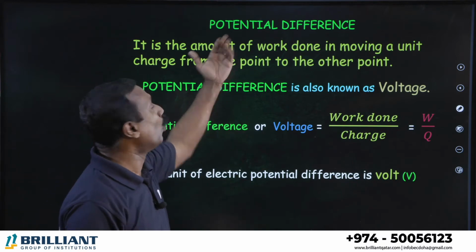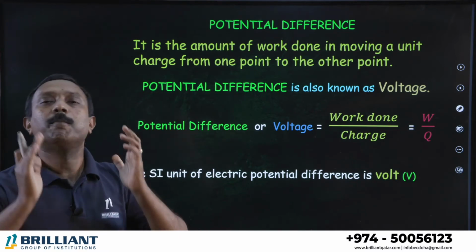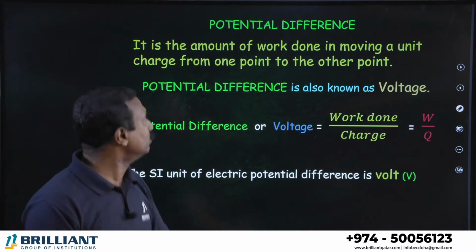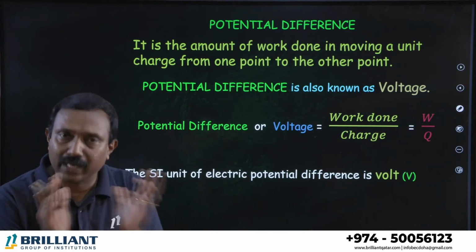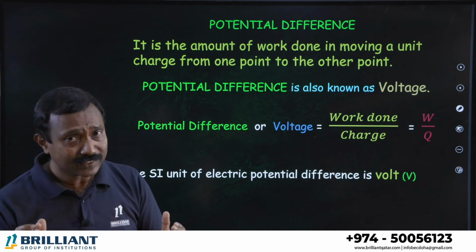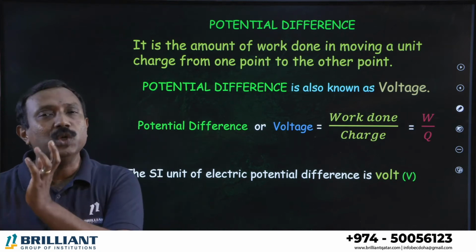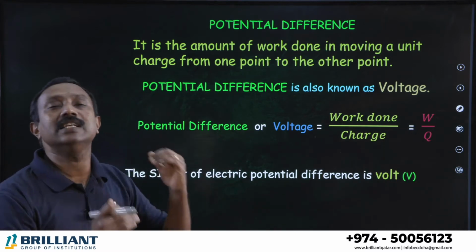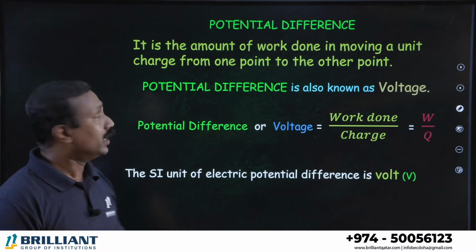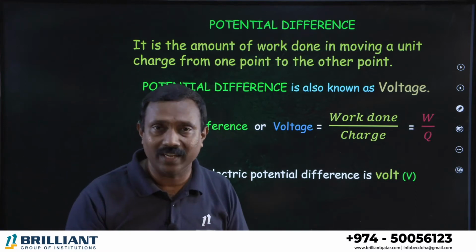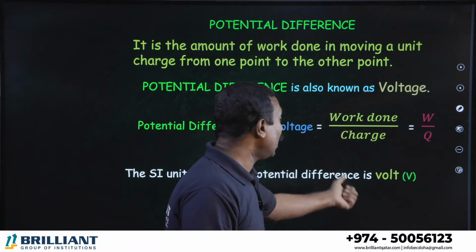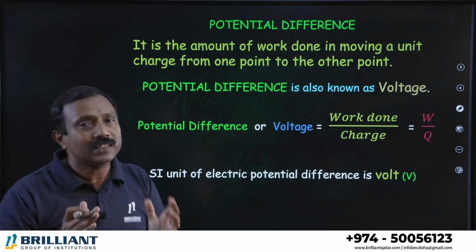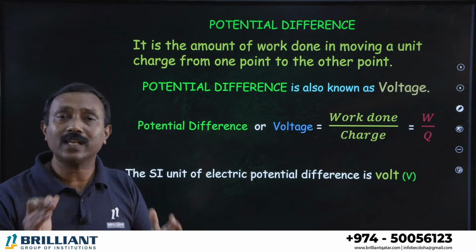Now we can come to what potential difference is. Potential difference is the amount of work done in moving a unit charge from one point to another point in a conductor or in a circuit. The potential difference is also a measurable quantity. It is measured with a unit called volt, and it is colloquially known as voltage.